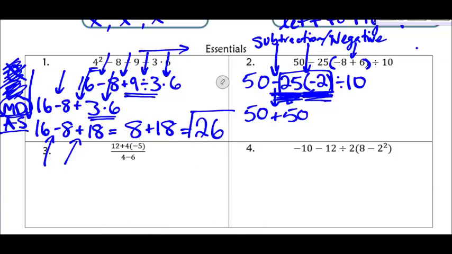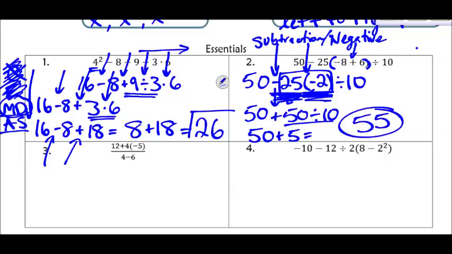I'm going to keep the dividing by 10 at the end of that, because that's important. I can't do that addition yet. I have to do the division first. I'm dividing 50 by 10. 50 divided by 10 is just 5. And then 50 plus 5 gives me an answer of 55.